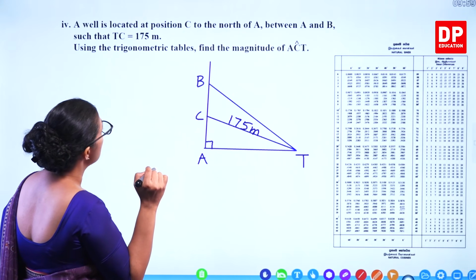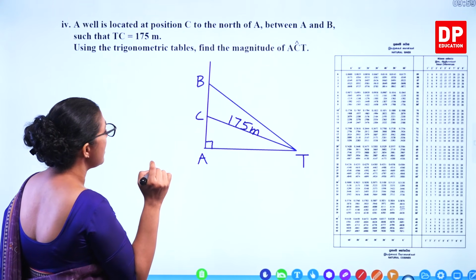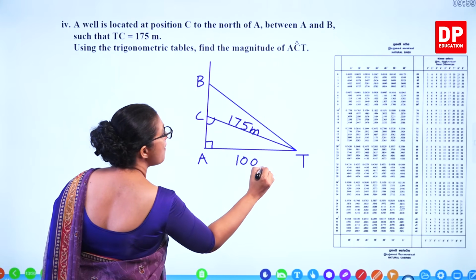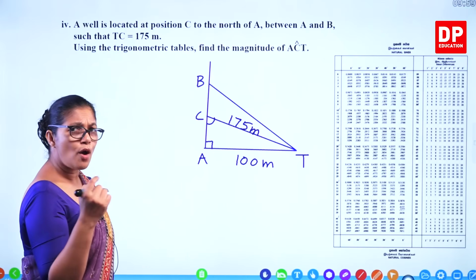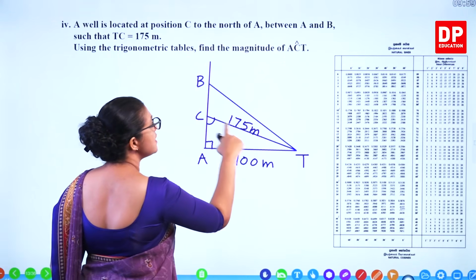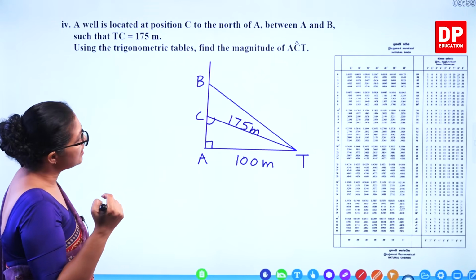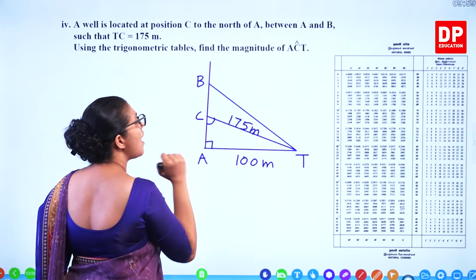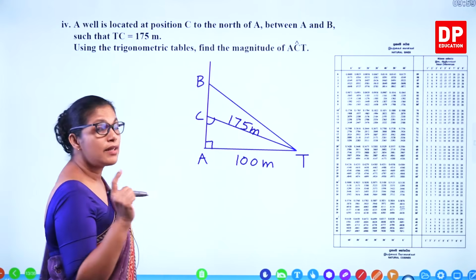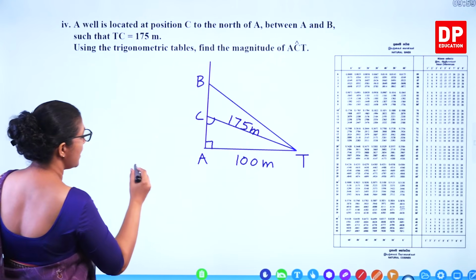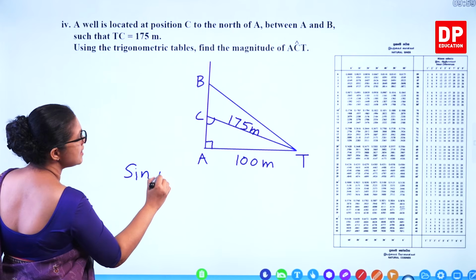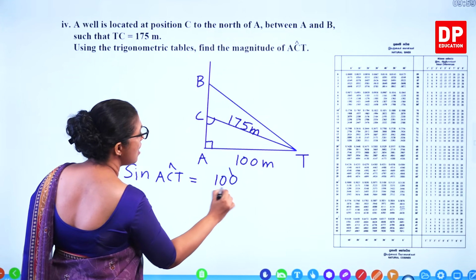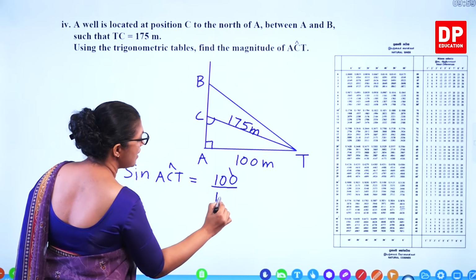Using the trigonometric tables, find the magnitude of ACT, this angle. Earlier this one was 100 meters. Now you can think about ACT triangle. So ACT triangle, to this angle, this is opposite and this is hypotenuse. So what's the correct ratio? You have to use sine. Sine of ACT is what? 100 over 175.